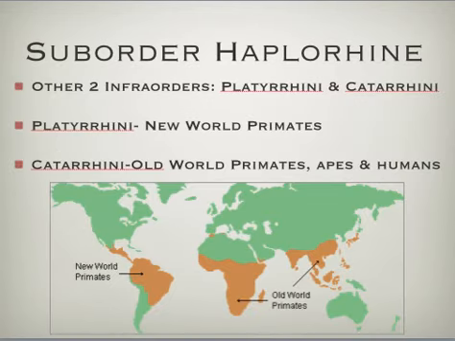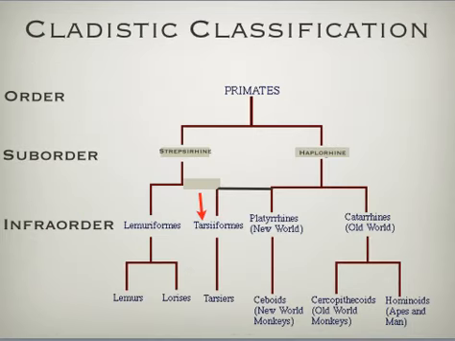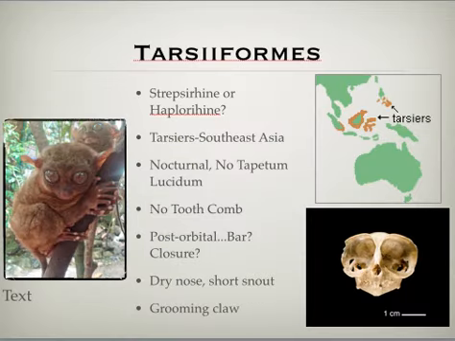Now, as far as haplorhines is concerned, we have two suborders. We have platyrrhines and catarrhines, New World primates and Old World primates. So let's go ahead and look at these. Before we do, in cladistic classification, we put tarsiers. Now, tarsiers are an interesting group where it's hard to classify them for a lot of people. Are they going to be strepsirrhines or haplorhines?